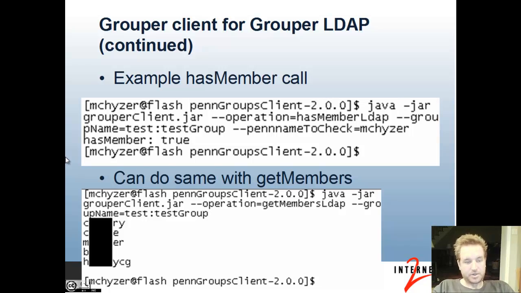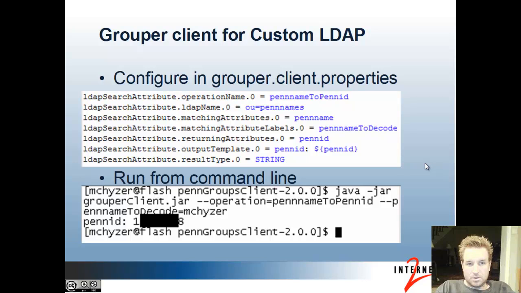And then you can configure getMembers similarly, and an example command line of that is java -jar grouperclient.jar --operation=getMembersLDAP --groupName=some group name, and that will just return all of the members with however the format is in the grouper.client.properties or whatever you pass in the command line.